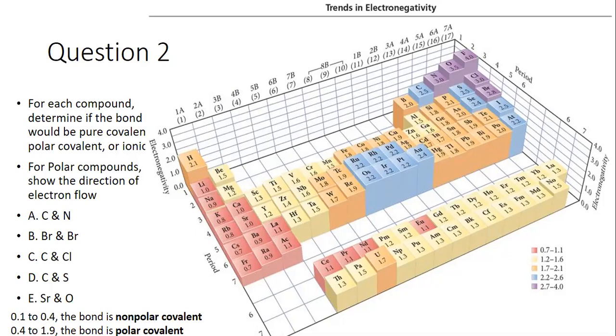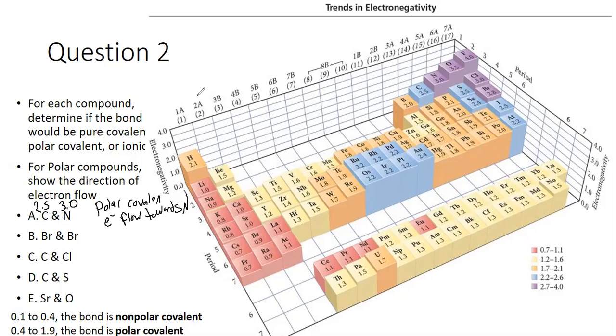So the first one is carbon and nitrogen. Carbon has a score of 2.5. Nitrogen has a score of 3.0. So the difference between carbon and nitrogen is 0.5. So this is polar covalent, because between 0.4 and 1.9 is polar, and the electrons are flowing towards nitrogen, because nitrogen is more electronegative.